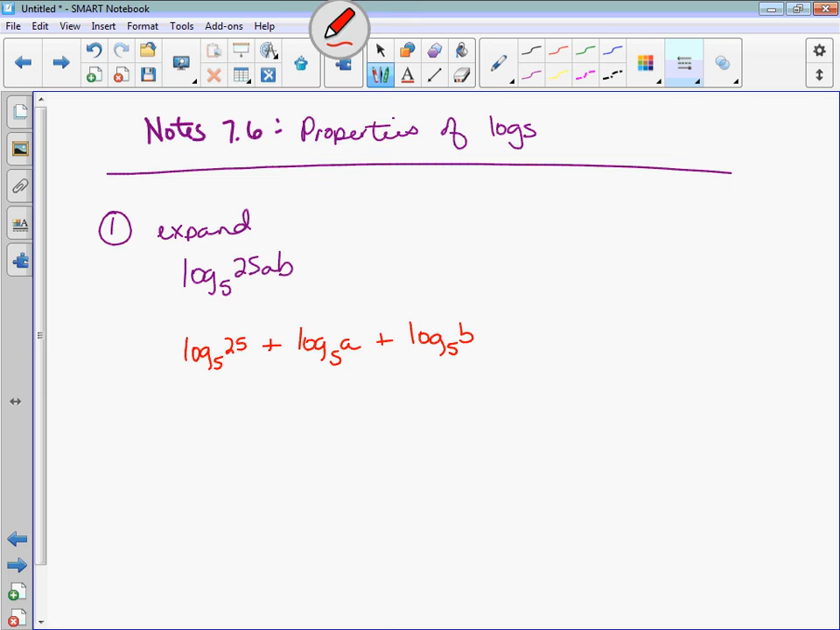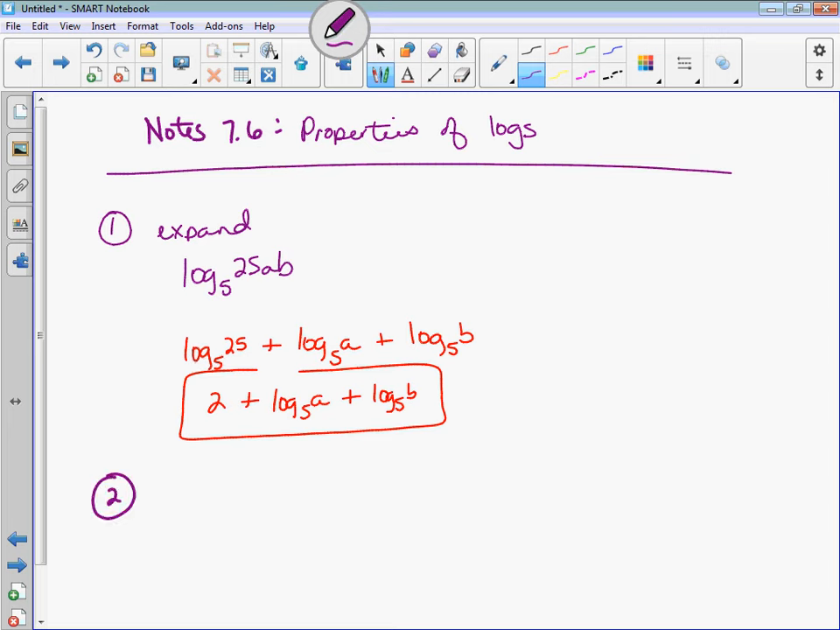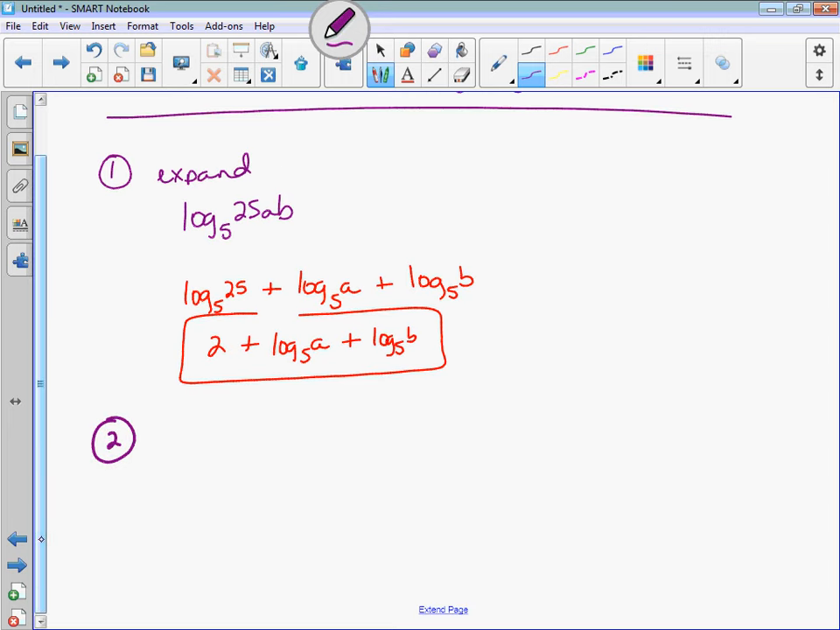And then we just have one more step and we're done with this. Which of those logs can you actually simplify? Okay, what is log base 5 of 25? 2. So that's your final answer. 2 plus log base 5 of A plus log base 5 of B. Easy? Okay. We're not done with it.